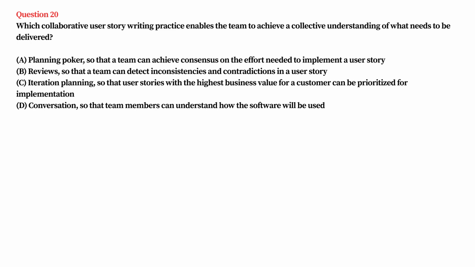Answer A is not correct. Planning poker can estimate effort for a user story that is already written. It does not help in understanding what should be delivered. Answer B is not correct. Reviews are not a collaborative user story writing practice. Answer C is not correct. Iteration planning is a project-related practice used to plan the work, not to understand what needs to be delivered.